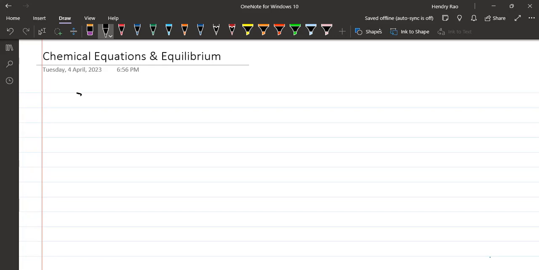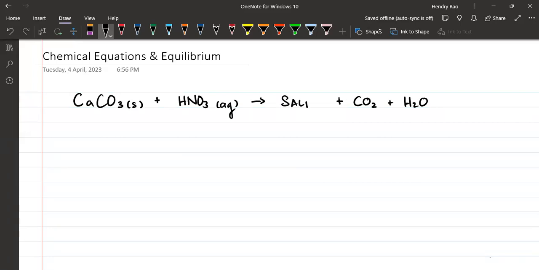We use calcium carbonate, which is a solid, and I'm going to react this with nitric acid, HNO3, which is aqueous, and I'm going to get a few things. Since it's a carbonate, for our level, you're going to get carbon dioxide plus water. So this huge gap here is actually occupied by a salt.